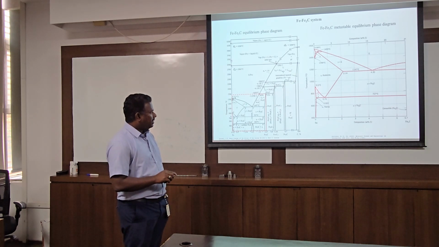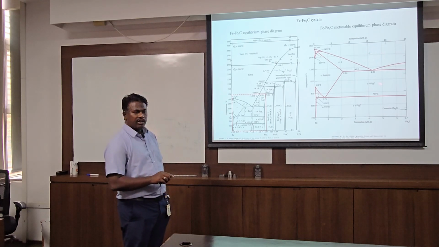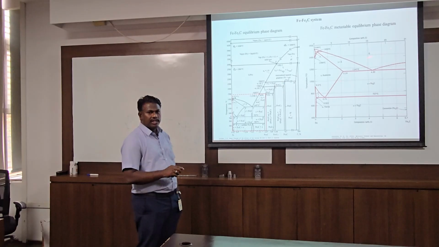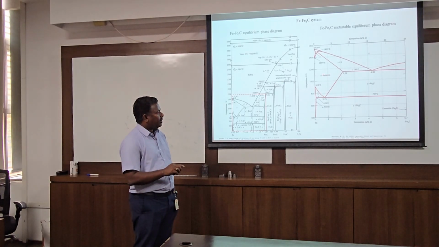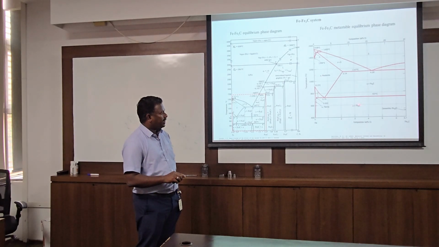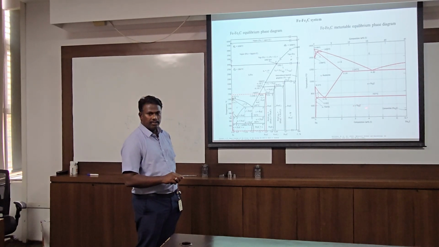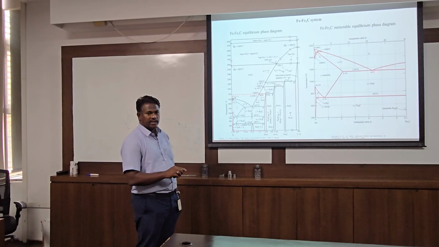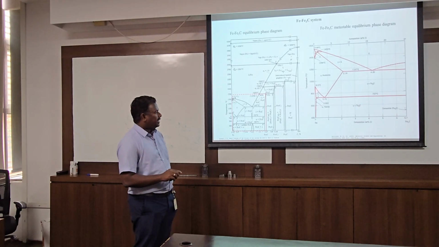Here, a eutectic means liquid giving two solids. Similarly, a eutectoid is nothing but a solid state transformation. Here one solid, austenite, gives two solids: gamma gives alpha plus Fe₃C, cementite. So two solids it is giving. This and this have a very similar nature, but this happens in the solid state, whereas here it is liquid to solid.